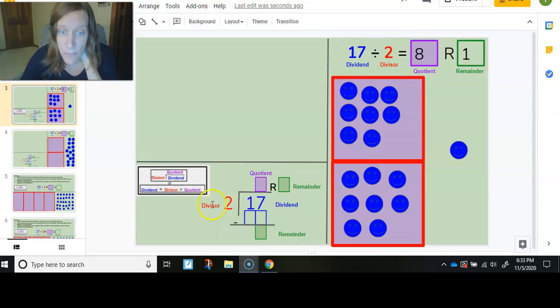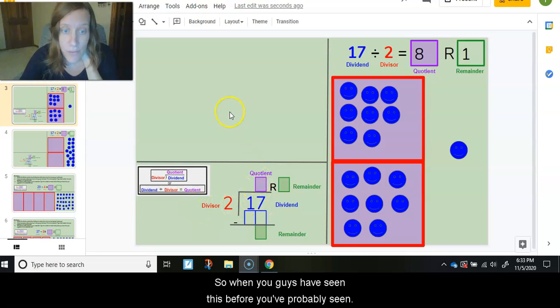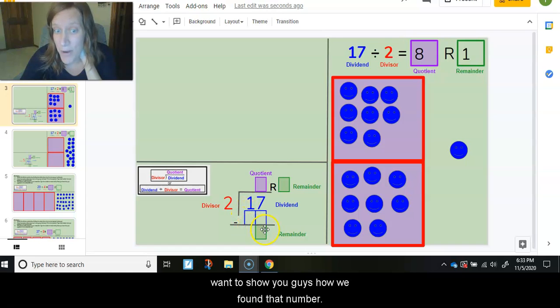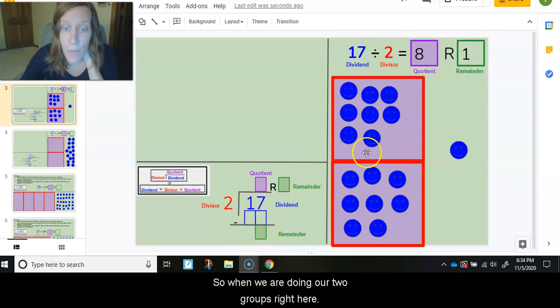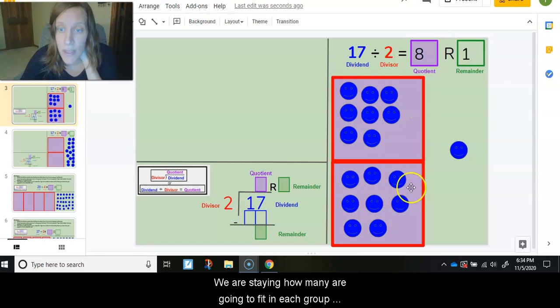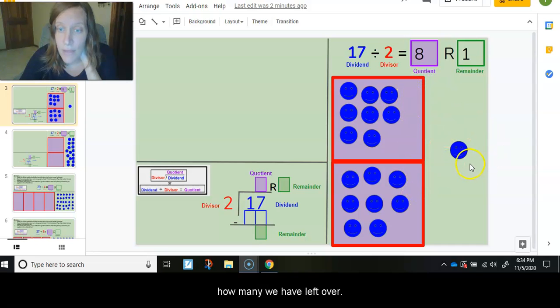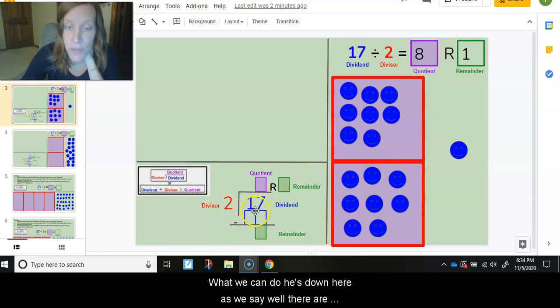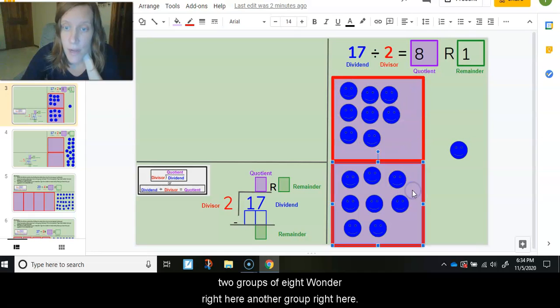And what we're doing is we're taking that dividend, 17 smiley faces, and we're still splitting it between two groups, our divisor. Okay? So when you guys have seen this before, you've probably seen that people are subtracting a number down here. And I want to show you guys how we found that number. So when we are doing our two groups right here, we are saying how many are going to fit in each group. That's how we got our 8. Well, there are 2 groups of 8. One group right here, another group right here. 2 times 8 is 16.